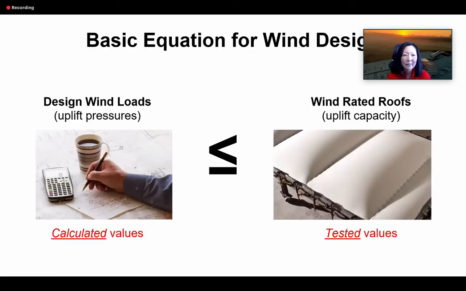So the basic equation for wind design is that you want the design wind loads, those calculated values, the thing that the structural engineer figured out, to be less than or equal to a rated roof system. A wind rated roof system is a system that has been tested in a lab, and then tested to failure, and whatever number it tested at, that's what it's rated. So when it fails, we know that's the capacity of the roof system. You want that number to be greater than what you've calculated for the system.